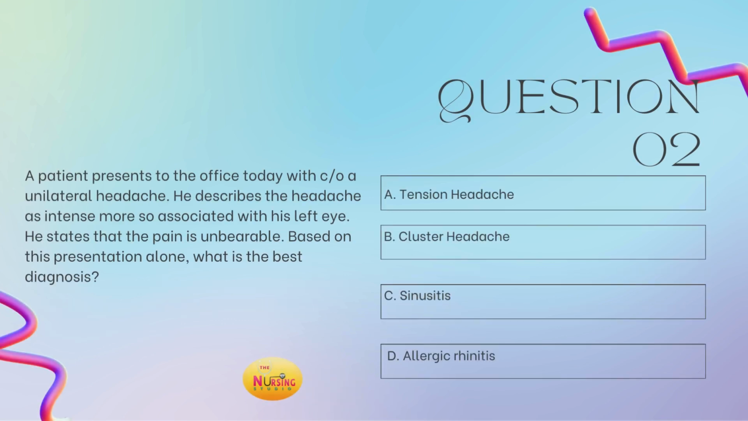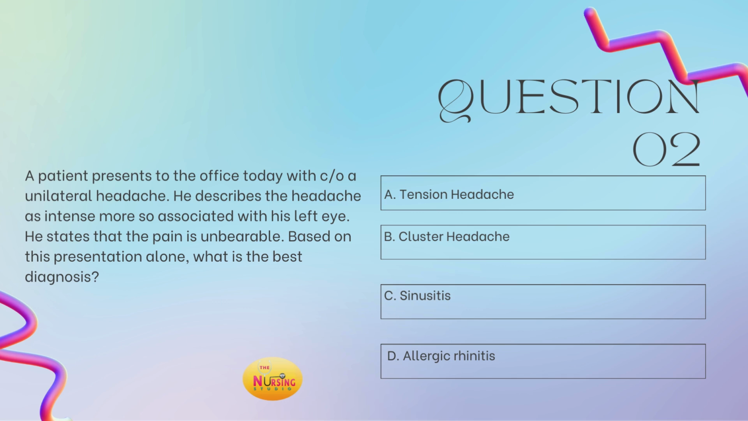Question number two. A patient presents to the office today with complaints of a unilateral headache. He describes the headache as intense, more so associated with his left eye. He states that the pain is unbearable. Based on this presentation alone, what is the best diagnosis? Is it A, a tension headache, B, a cluster headache, C, sinusitis, or D, allergic rhinitis? Take a moment and tell me what you got in the comments, you guys.